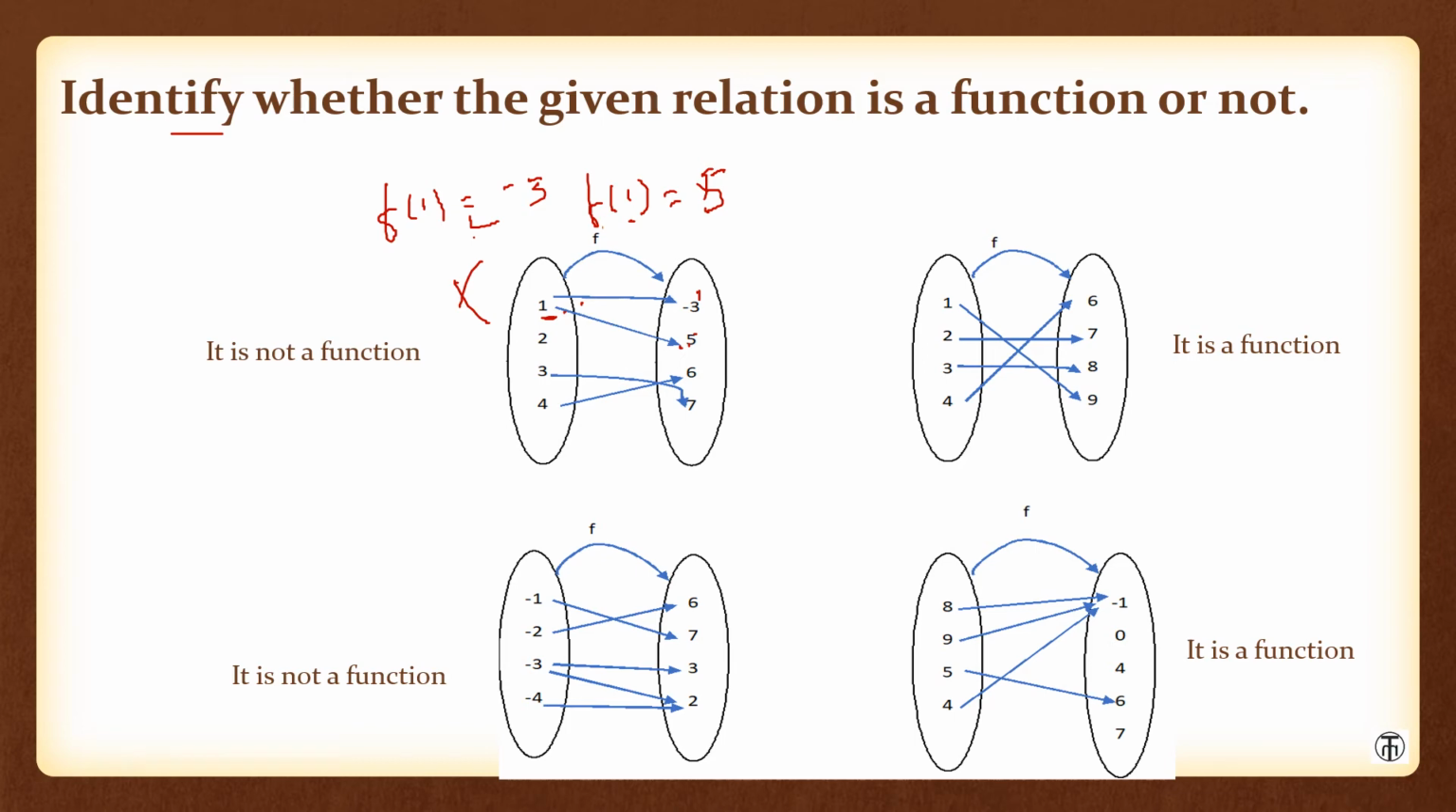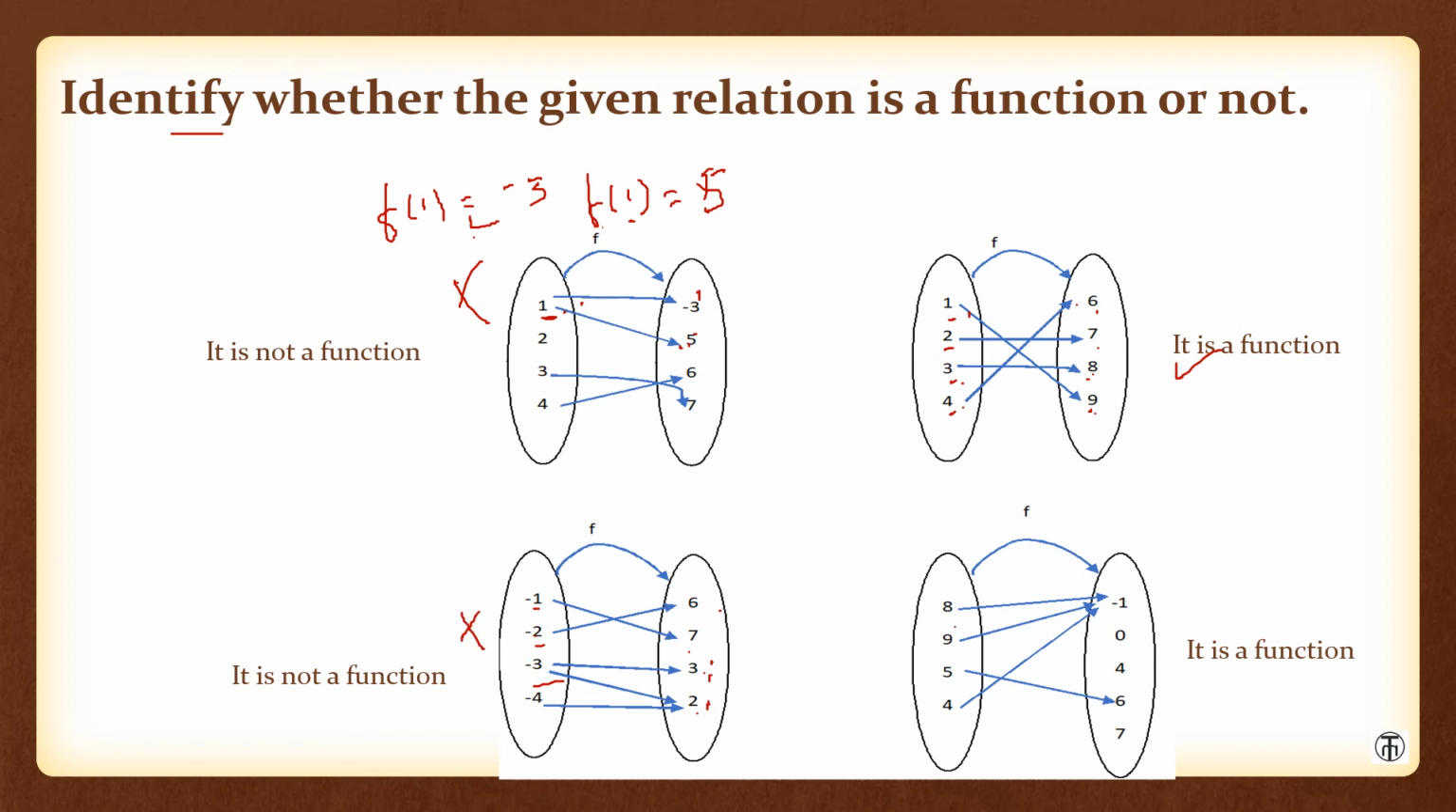Let us see here. 1 is having +9, 4 is having 6, 3 is having 8, and f of 2 is 7. So every element of the domain has different images. So this is a function. Next example: f of -1 is +7, f of -2 is +6, f of -3 is 3 and also 2. So again, it has two images. That is why it is not a function.